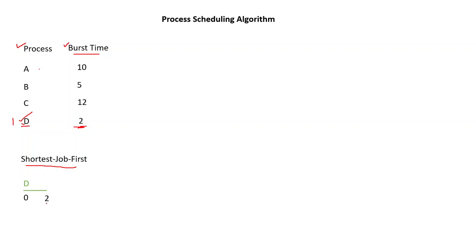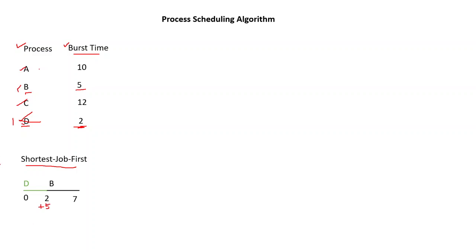Now at time point 2, the next process to be executed will be the process with the least burst time among A, B, and C. D is done. So among the three, B has the lowest burst time of 5 time units. So B will be dispatched at time point 2, and B will finish at time point 2 plus 5, that is equal to time point 7.